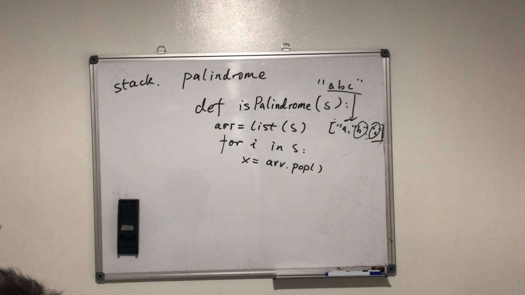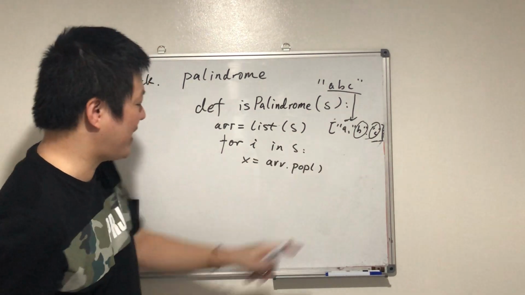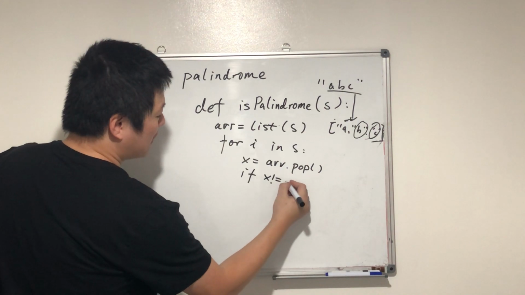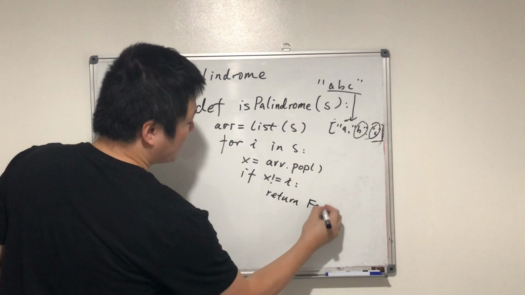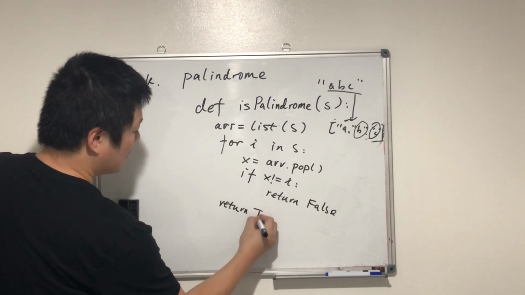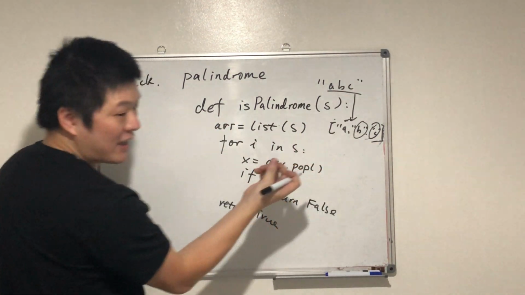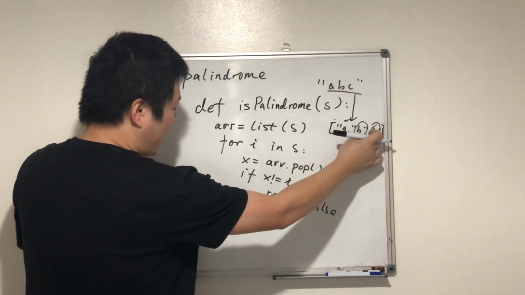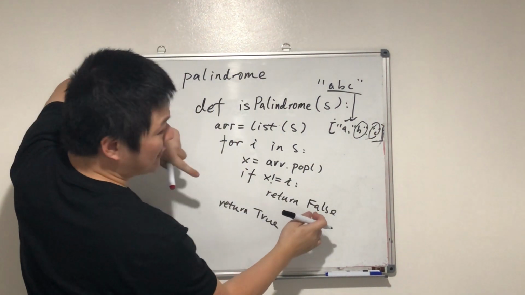Remember. Now we take the last element at the end, right? We take the last element at the end, and we need to check if X does not equal I, then return false. I'll explain to you later, okay? Otherwise, here we will return true. So do you get it? Look, we convert the string into the list A, B, C, and every time we take an element from the end and pop it, which is C, and we compare it to the A. If it's not equal, then we return false immediately.